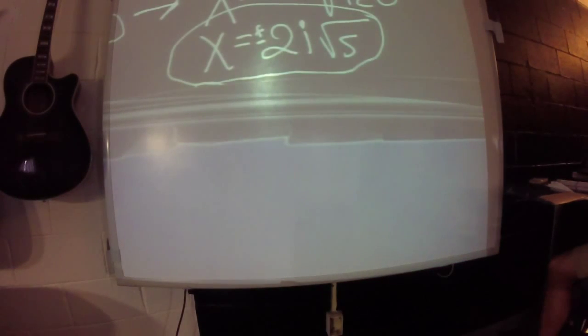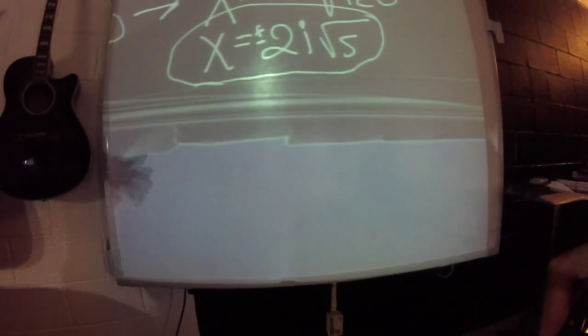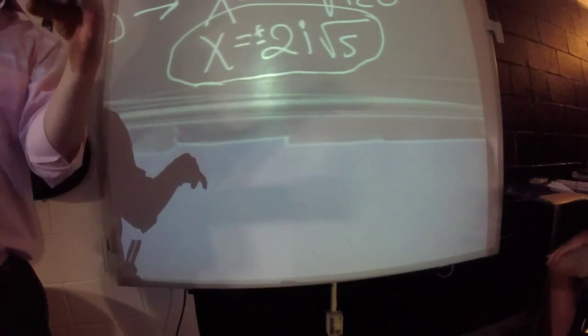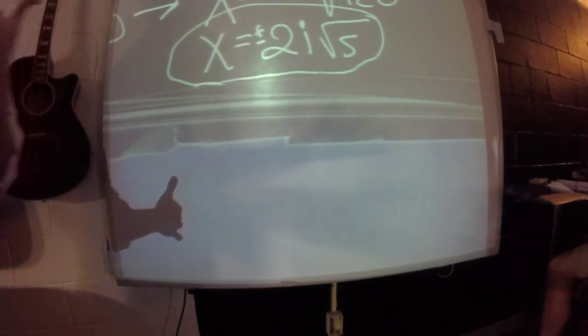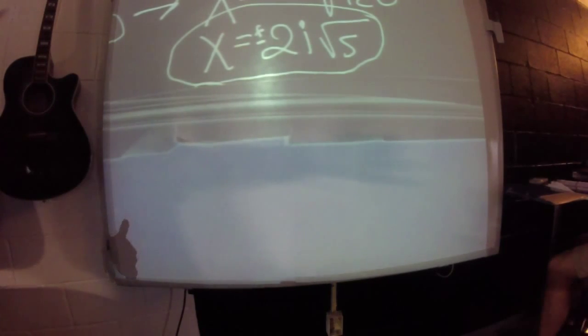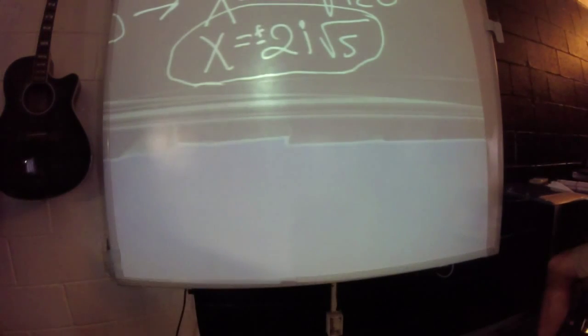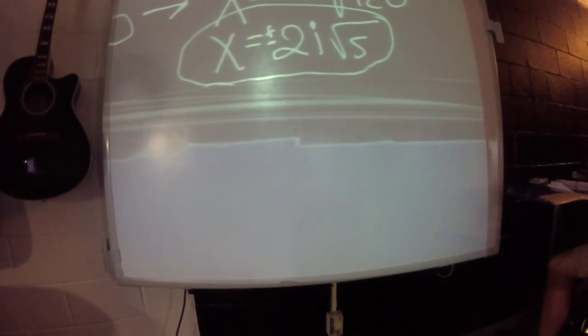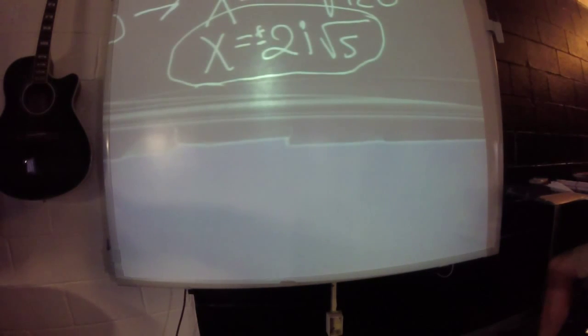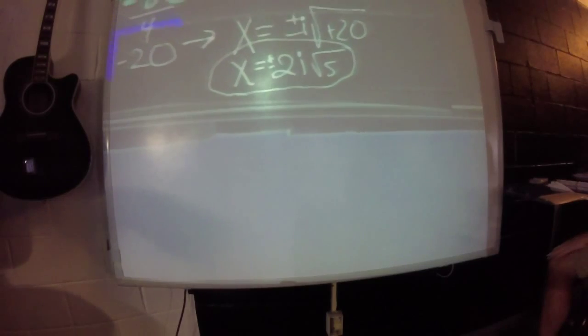And that's it. Remember the difference between objective 119 and 120: on 119, when it doesn't work, all you have to do is say, hey, it doesn't work, I have no real answers. On 120, when it doesn't work, you got to work it out by hand and find out what's happening under the root that's causing it to be negative. And that is it for 1B.